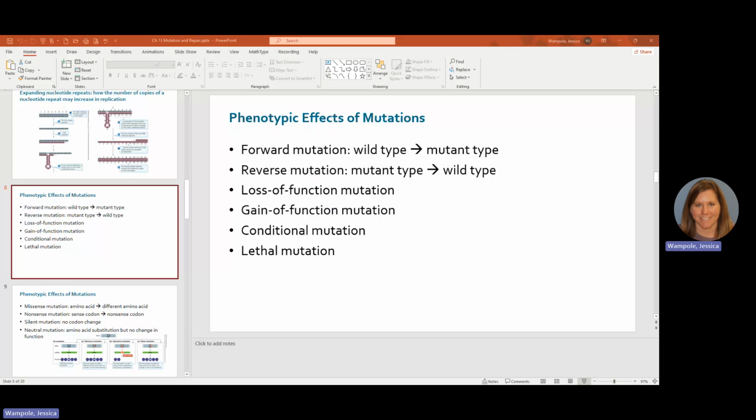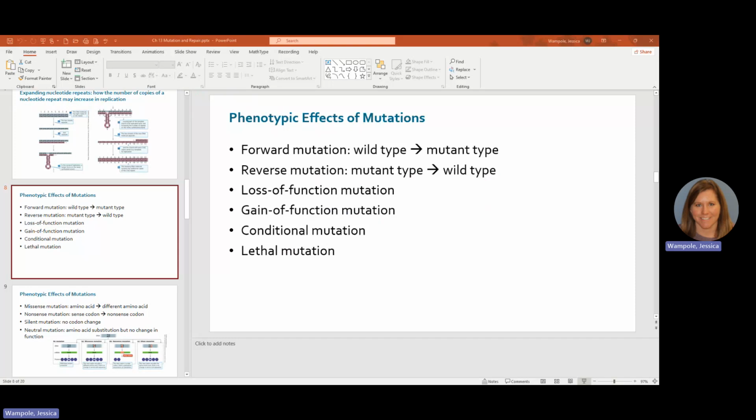So these are the effects on the actual phenotype of the individual. But these are going to be enacted by the actual changes to the protein itself. We've got a couple of different ways that we can actually affect the protein structure. The first one is a missense. This is where you substitute one amino acid for a different one.